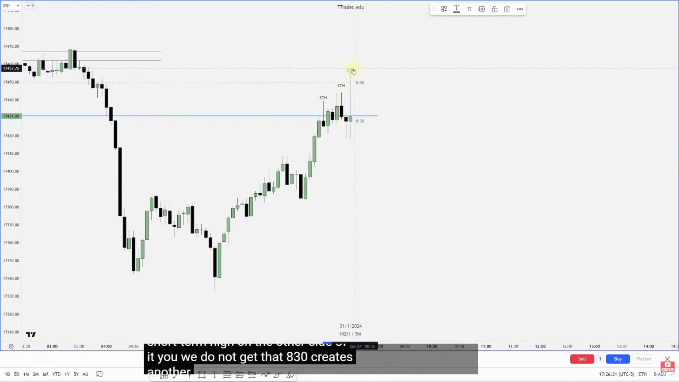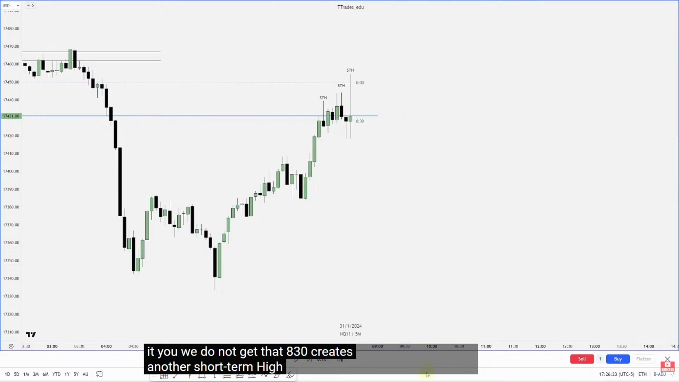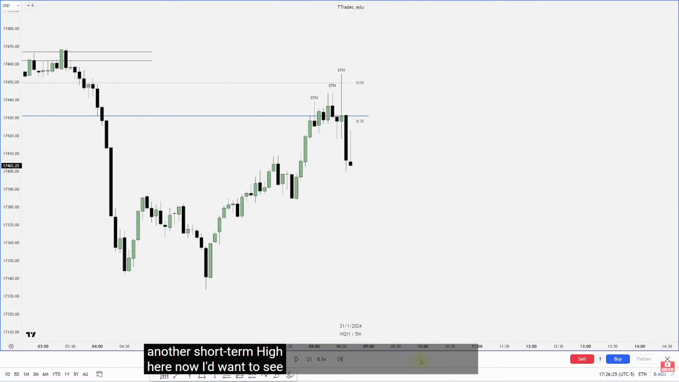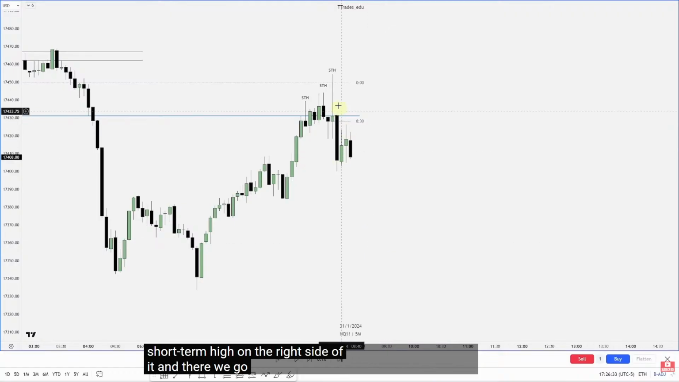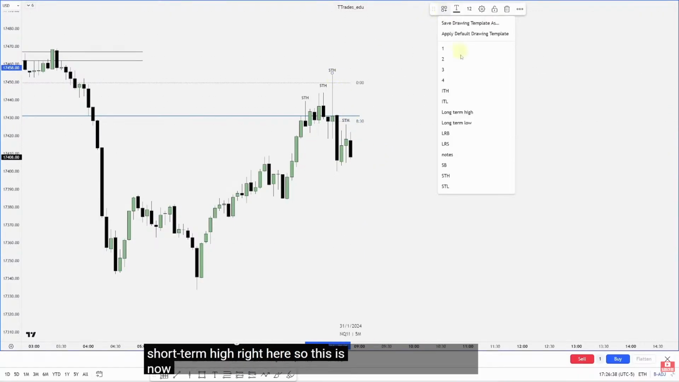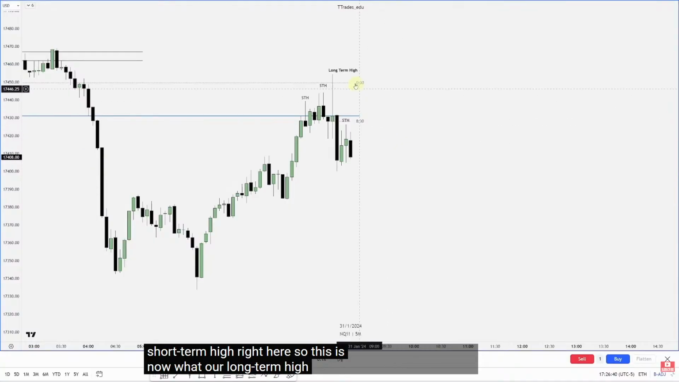830 creates another short-term high here. Now, I'd want to see if this is going to be our long-term high, to see a short-term high on the right side of it. And there we go, we do form a short-term high right here. So this is now our long-term high. So now, if I'm looking for an intermediate term high, I'm looking for a sweep of a short-term high. So marking out this high, let's see if we get a sweep.